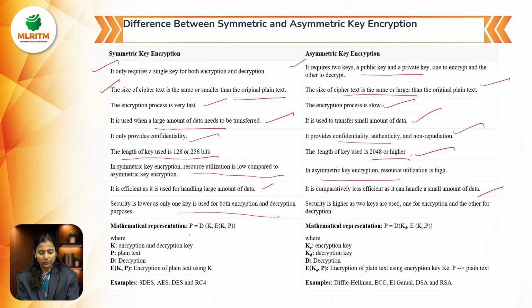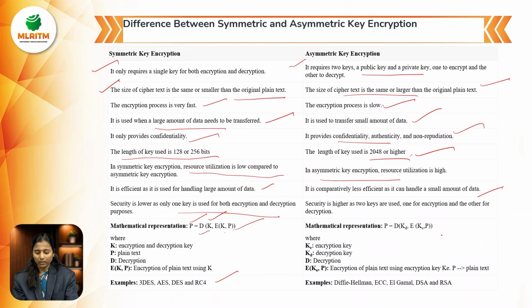Here, the mathematical representation is P is equal to D of KE, KP. Here, K indicates the key for encryption and decryption. P is the plain text, D is the decryption, then E of KP is the encryption of plain text. For the symmetric key encryption, DES, RC4, and AES are the examples.